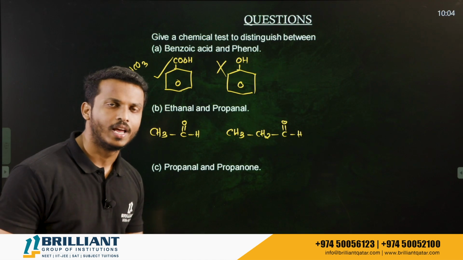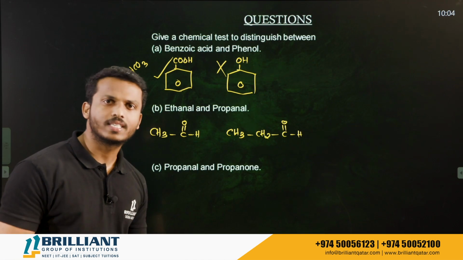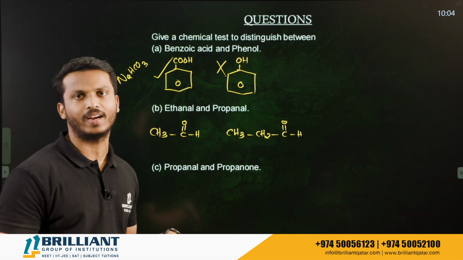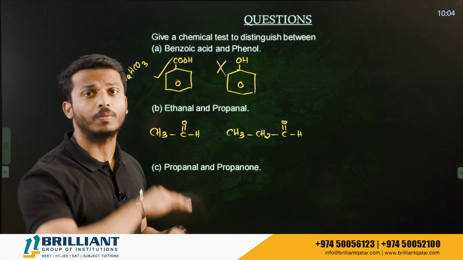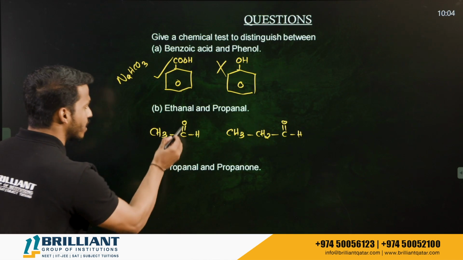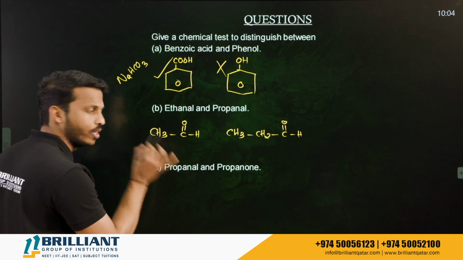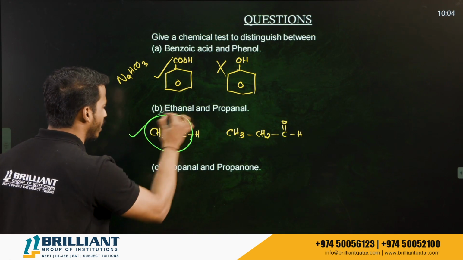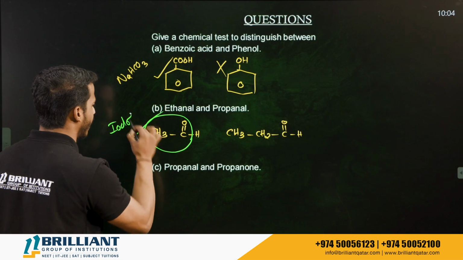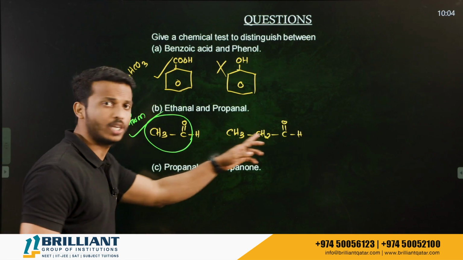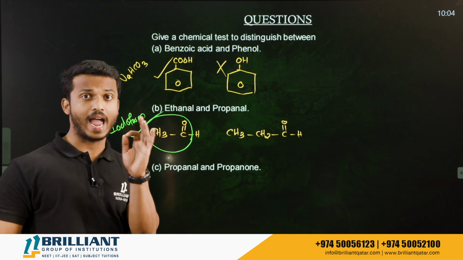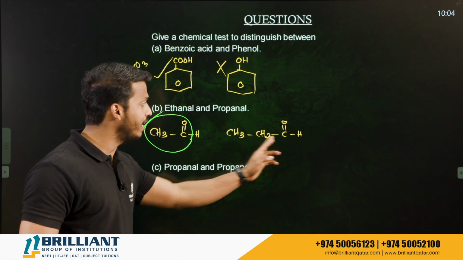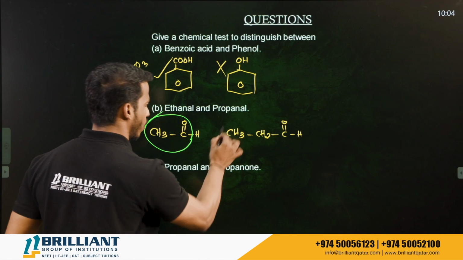Here both are aldehydes. Can we use Fehling's test? No, because Fehling's test is given by aliphatic aldehydes, and here both are aliphatic aldehydes. Can we use the iodoform test? Yes, dear all, because for the iodoform test the compound should contain the CH3CO group. Yes, it is there in ethanal, so it will give the iodoform test. Is such a group there in propanal? Exactly that group should be there. Which group? CH3CO group. No, here CH2CO is there, which is not enough. So it won't give iodoform.